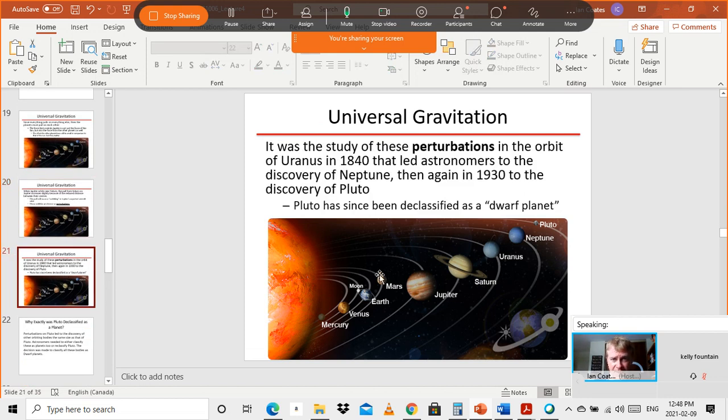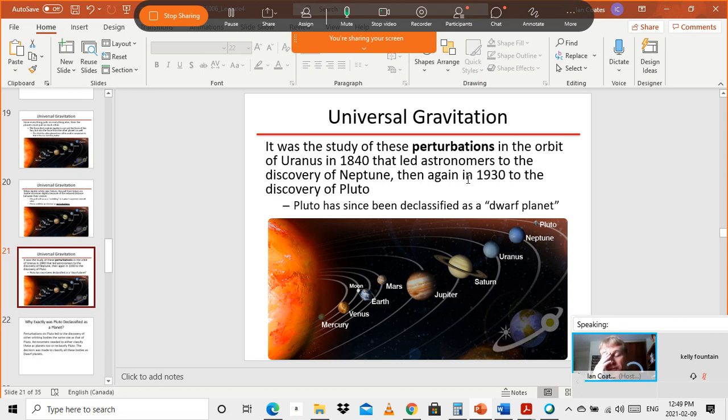It was the study of these perturbations in the orbit of Uranus in 1840 that led astronomers to the discovery of Neptune. Then again in 1930, to the discovery of Pluto. So we didn't even know that these planets existed until we saw these wobblings. So why is Uranus wobbling? That must mean that there is something out there exerting a force on it.